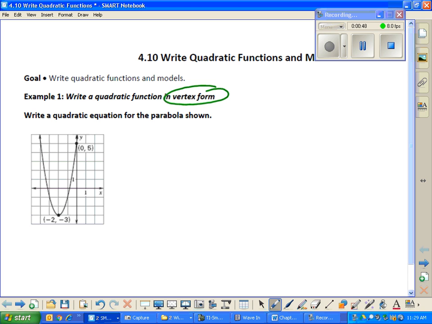So you might look at your pink paper if you don't have it memorized already. And you're like, oh, vertex form, I know what that is. I'm supposed to write an equation of the form y equals a times the quantity of x minus h squared plus k.